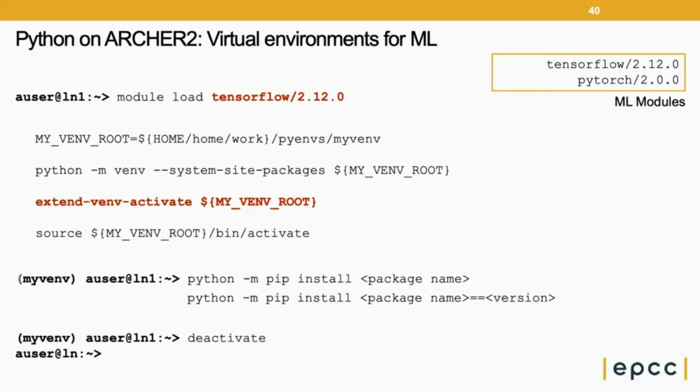However, if you're extending from one of the Python machine learning modules that are available on ARCHER2, this is either TensorFlow or PyTorch, indicated in the top right, you do still need this extra command to do the extend venv activate. This just makes sure that your module environment is replicated every time you source the activate script. So in this situation, it is identical to the way it is on Cirrus.